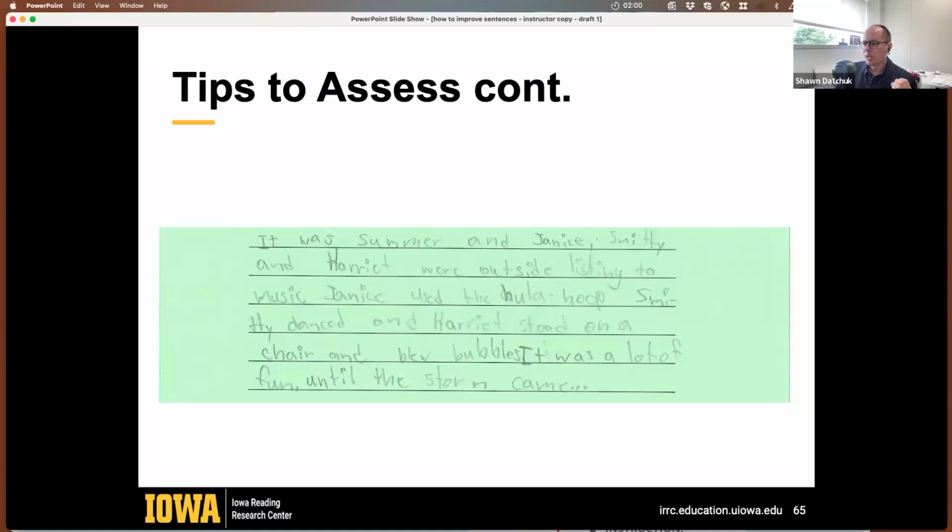So it was summer, and Janice, Smitty, and Harriet were outside listening to music. Janice used the hula hoop, Smitty danced, and Harriet stood on a chair and blew bubbles. It was a lot of fun until the storm came.